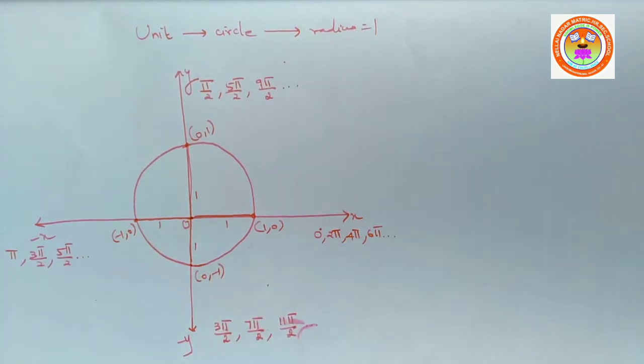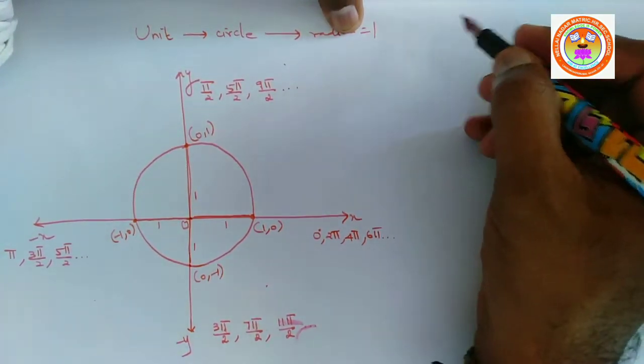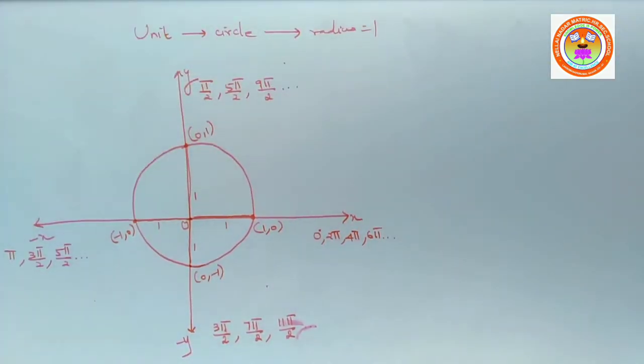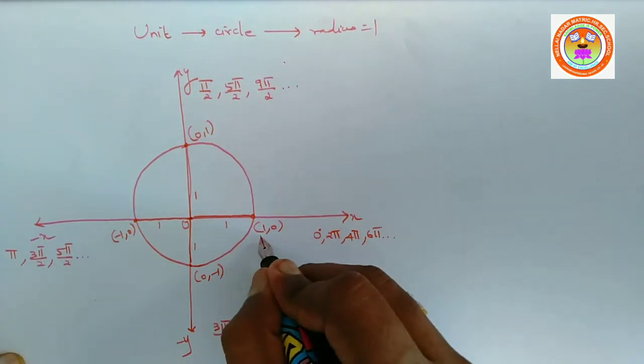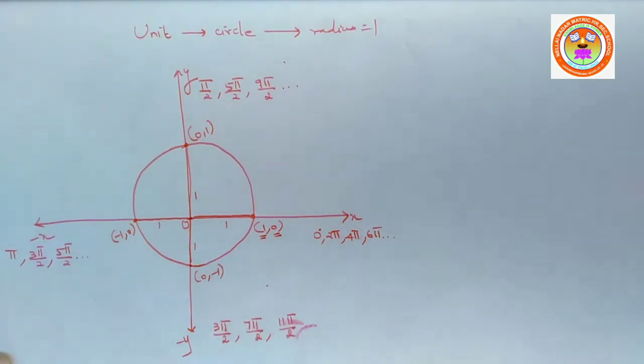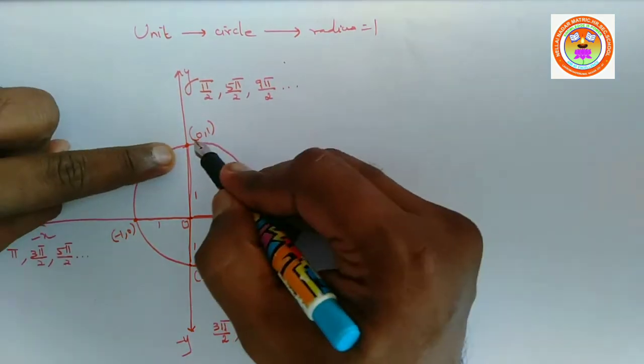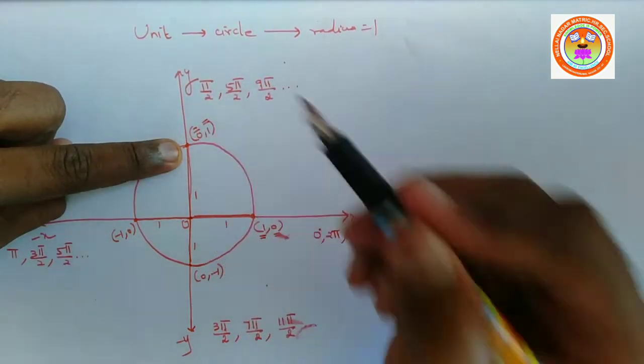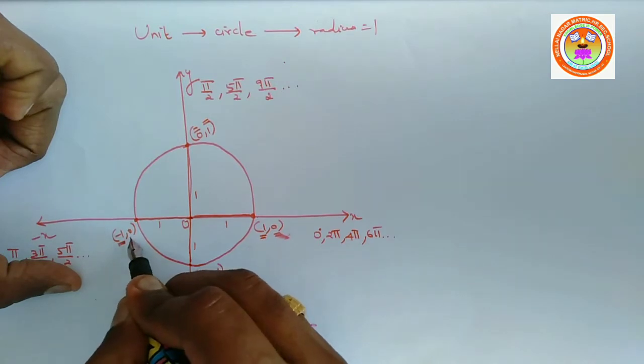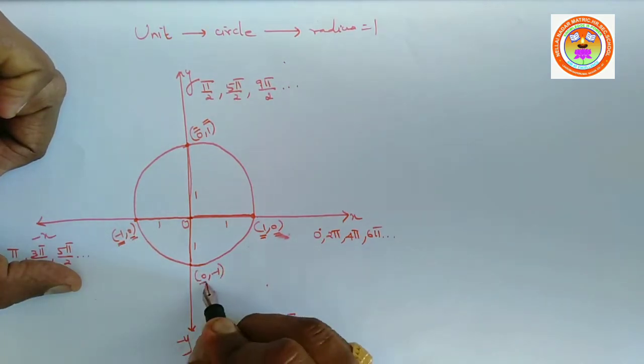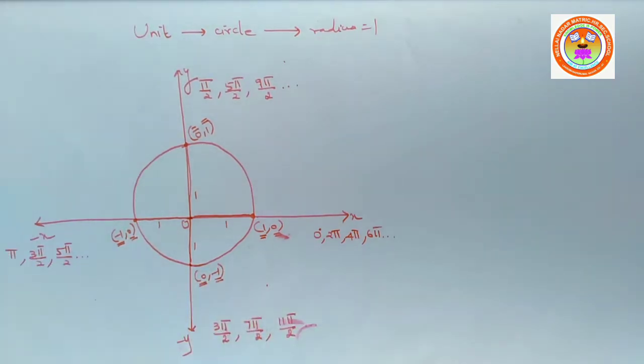After writing this, how are we able to find the values? We know the table studied in the lower classes, sin 90, cos 90 and so on. So how can we find the value? The first one is cos, the second one is sin.